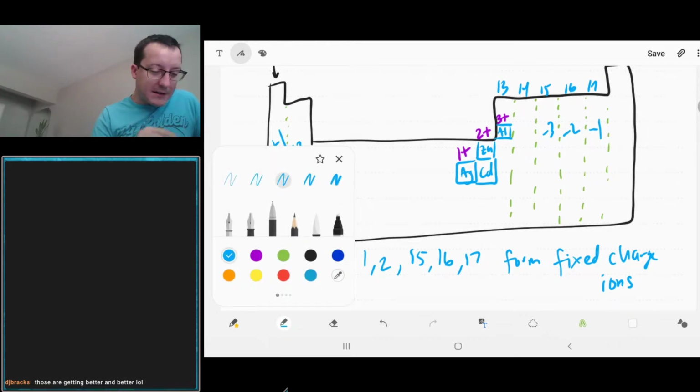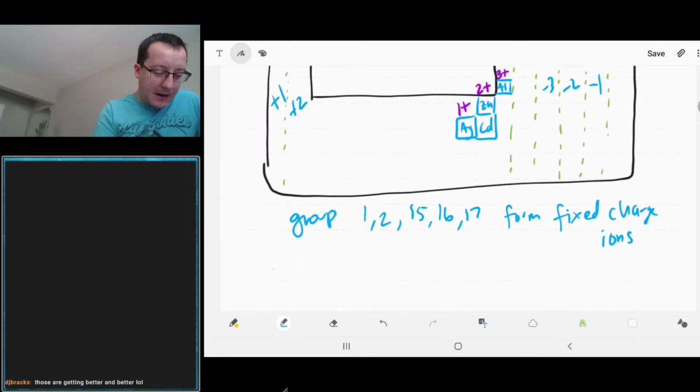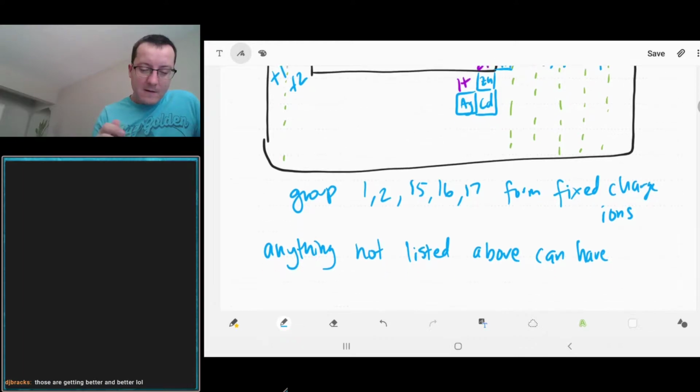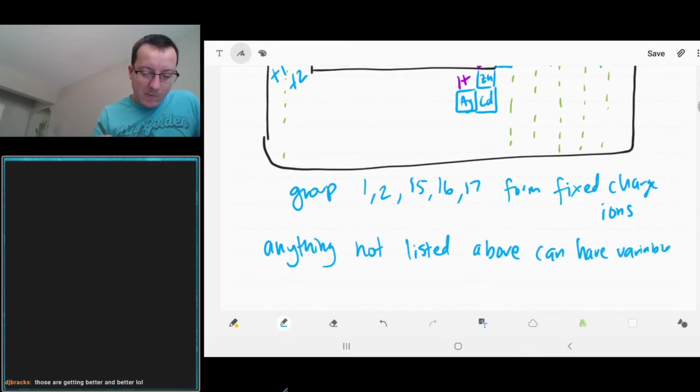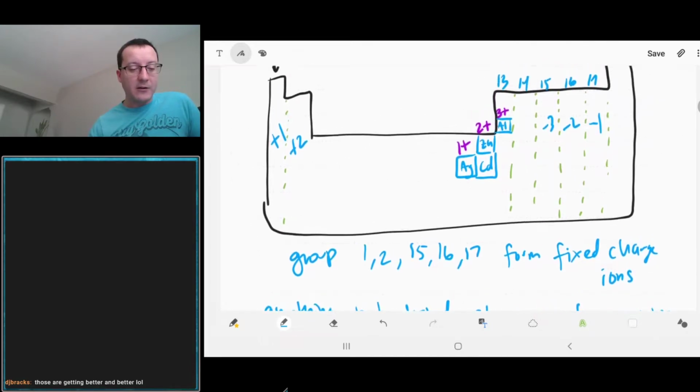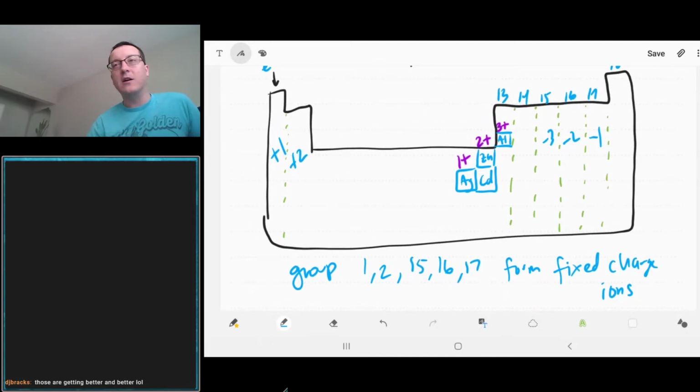And so anything not listed above can have variable charge ions. For example, iron, which is somewhere in the middle of our transition metals there, tends to form two different ions. It could form a +2 ion or a +3 ion.